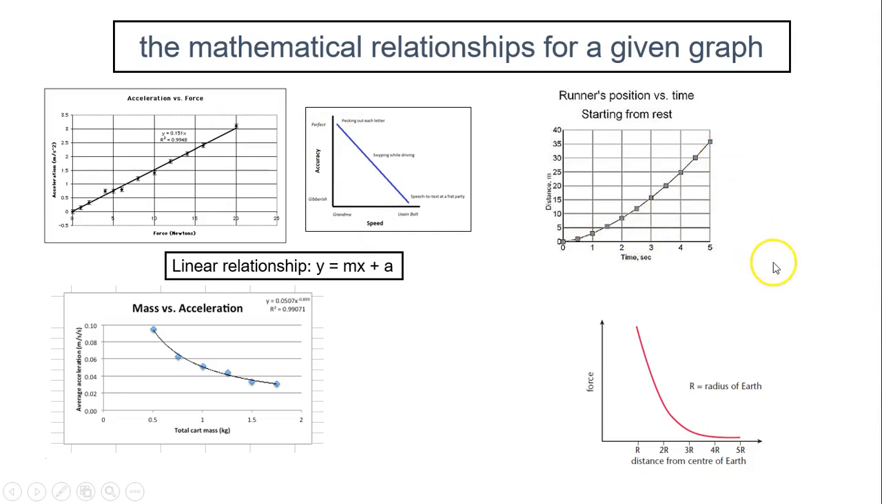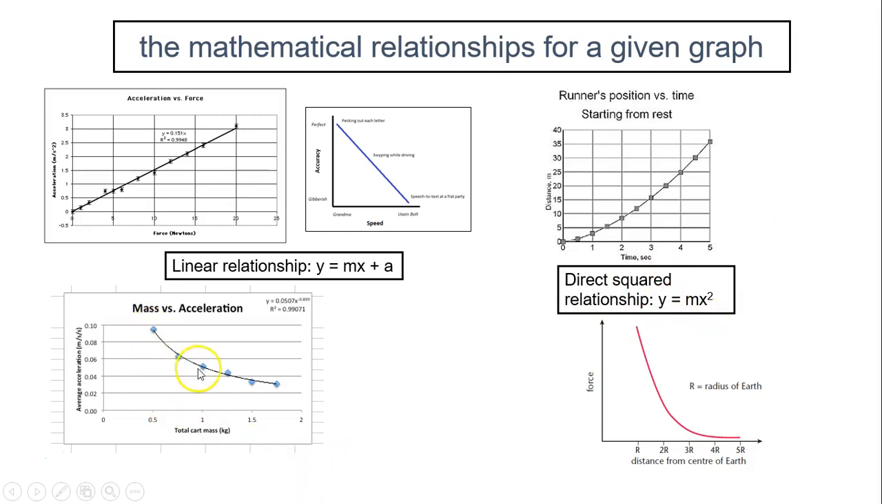This one looks like a parabola. This is called the direct squared relationship, y equals mx squared. Next one, this one is curved down. We call that relationship an inverse relationship. That means when x increases, y decreases. But it's not a negative direct. Don't confuse these two. This is a negative direct. This is inverse. Inverse is not a straight line.